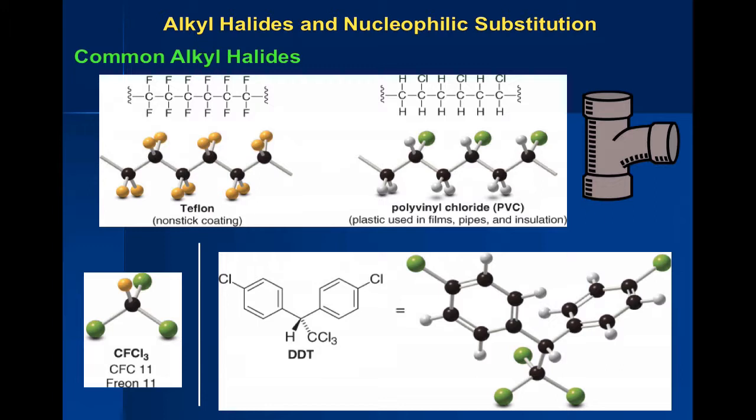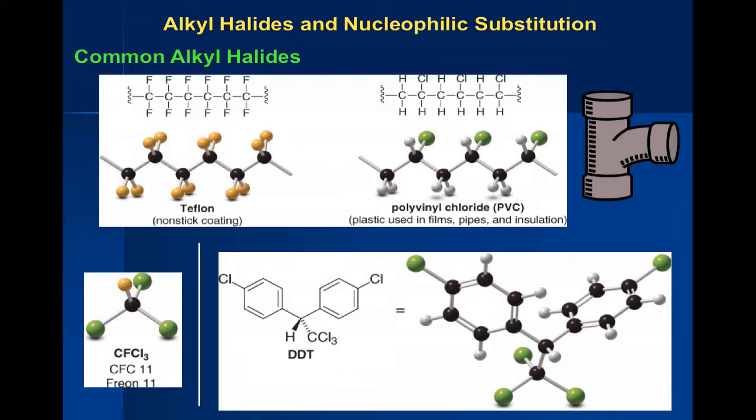CFC11, also known as Freon 11. CFCl3, Freon 11. What's Freon useful for? Air conditioning. Freon 11 I do not believe is used any longer. It's been banned. A lot of these fluorocarbons have been banned because they generate persistent radicals that live up in the atmosphere and destroy the ozone layer. But if you find some old refrigerants, you can find things like CFC11.